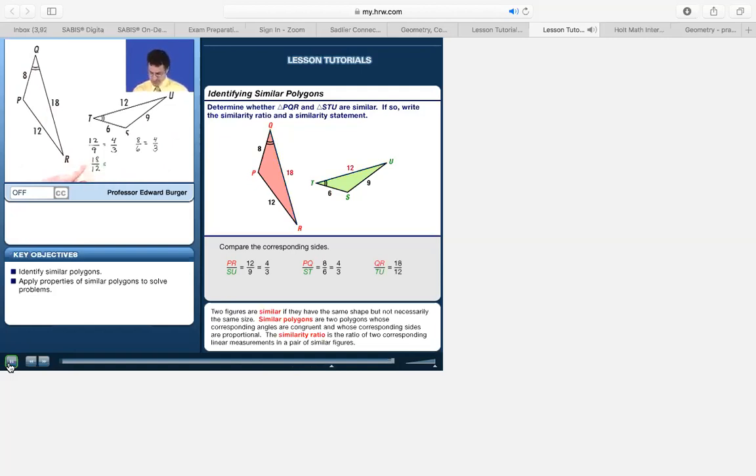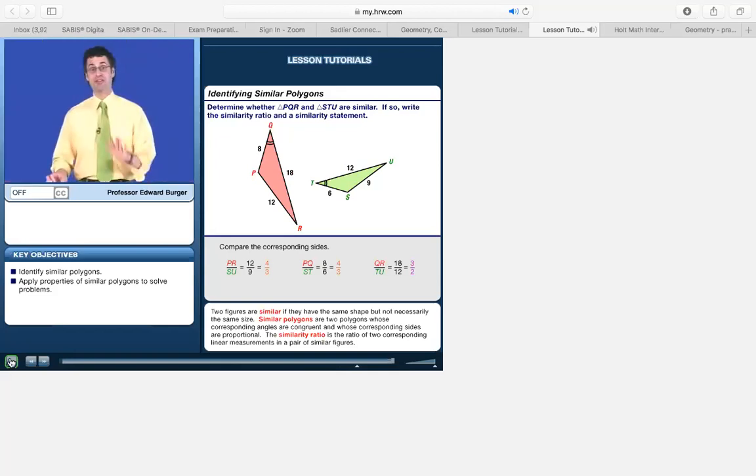18 over 12. And we simplify that, we see there's a factor of 2 on top and bottom, so this is actually 9 over 6. There's a factor of 3. I can simplify even more, and I see 3 over 2. Oh no! 3 over 2, in fact, is not the same ratio as 4 over 3. These are different. In fact, therefore, these two triangles are definitely not similar.